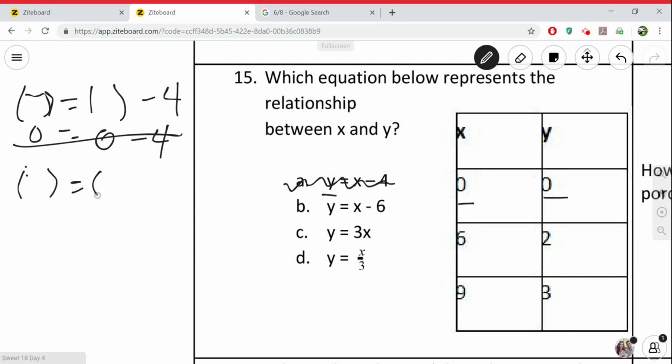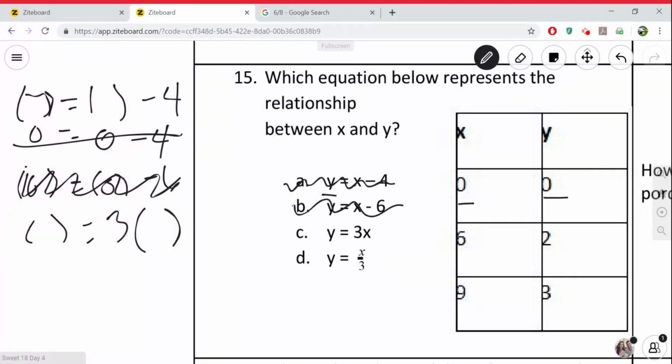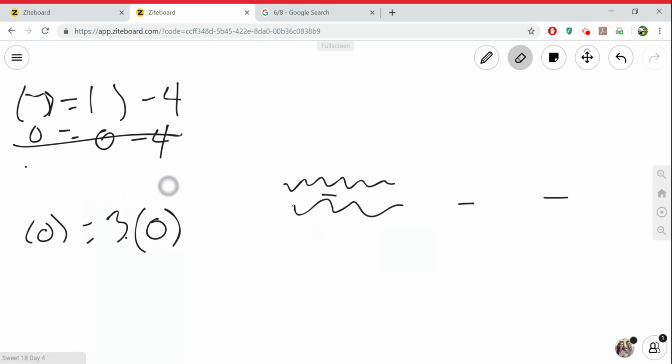y equals x minus 6. So let's use the 0 again. 0 equals 0 minus 6. Is that right? No, it is not. So we're going to erase it. That's wrong. Then I have y equals 3x. So 0 equals 3 times 0. Well, 3 times 0 is 0. So that does work. We're not done, though, because sometimes that's not what I wanted.